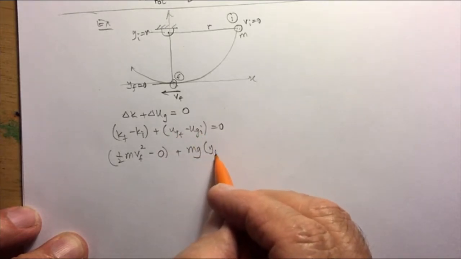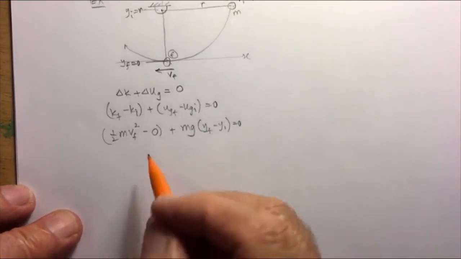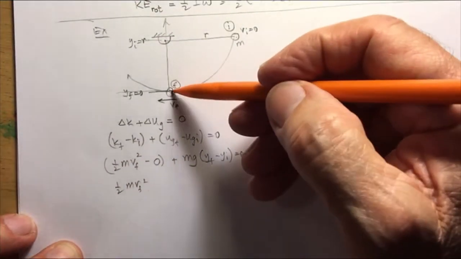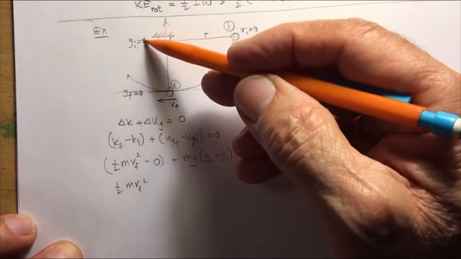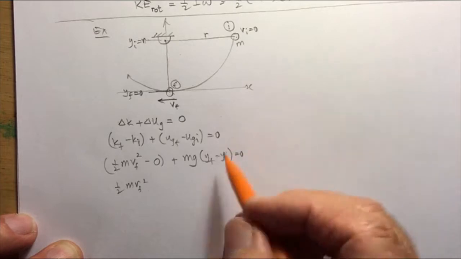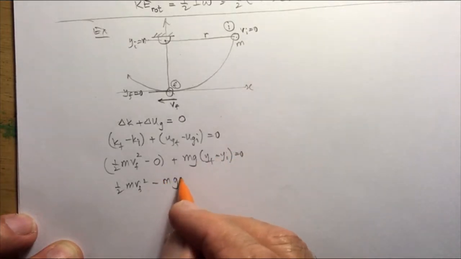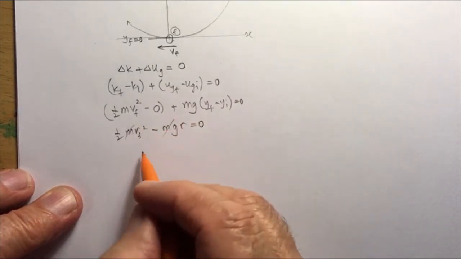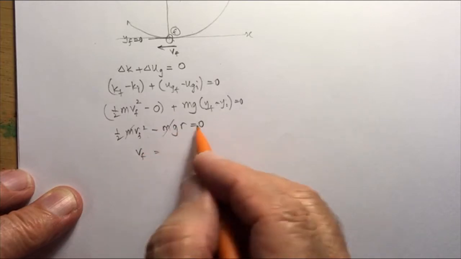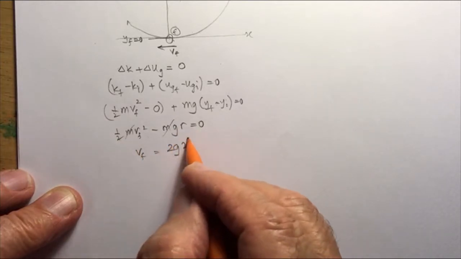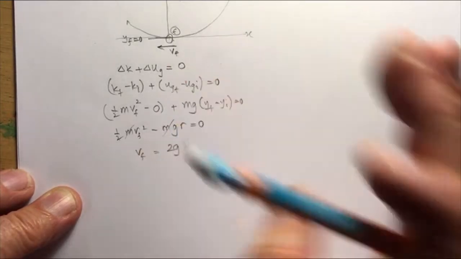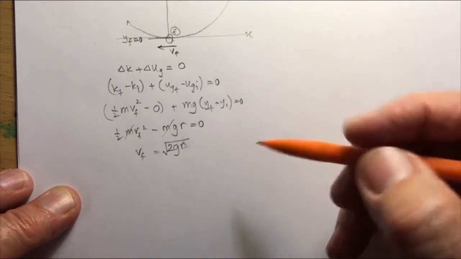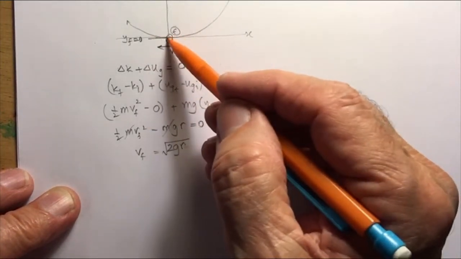This simply becomes y final minus y initial, and so we get half m v final square, and v final minus v initial is going to be 0 minus r. So 0 minus r is going to be negative mgr is 0. And we can move this thing to the other side. We can also cancel this out. So we'll have v f equals 2gr under a square root. So it's going to be the square root of 2gr. That's the speed with which it's going to be moving when it's at the lowest point.